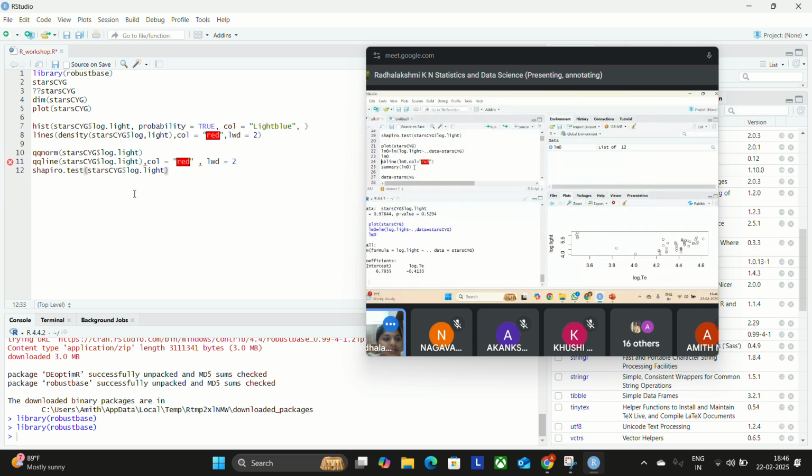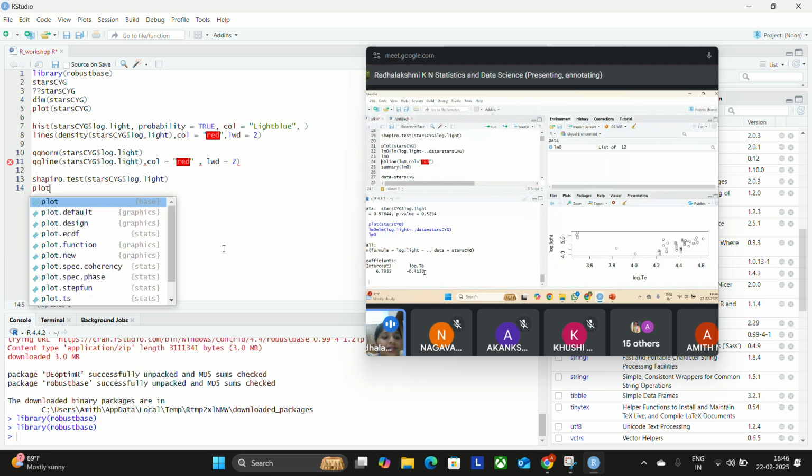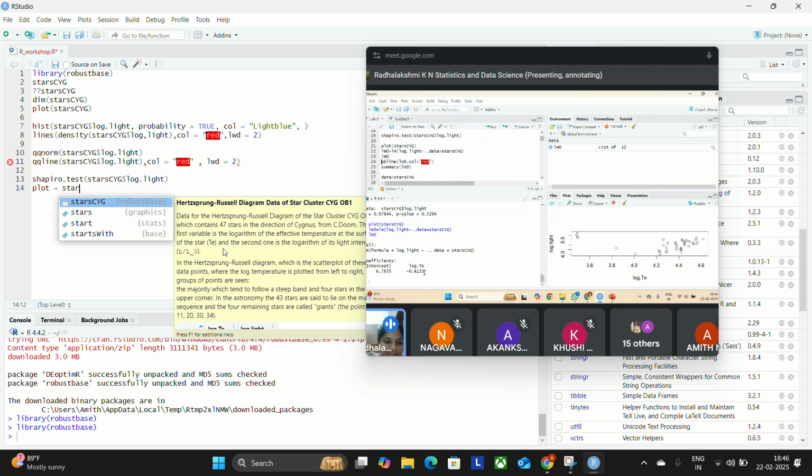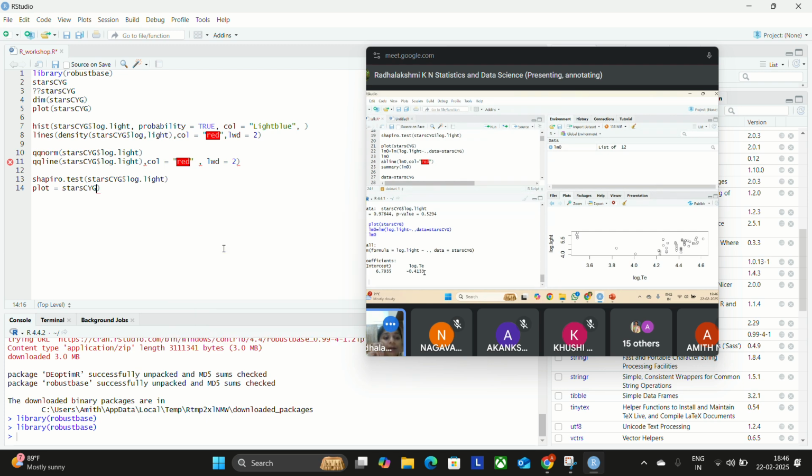So I have run the model. See, the model gave me the coefficients. This is the coefficient of log.te. The value below it is minus 0.4133. What does this actually mean? For an increase in the value of my temperature, there is minus 0.41. That is, there is a decrease. This minus represents that there is a decrease in the light intensity of the star. As the temperature increases, the intensity at which the star emits light decreases by 0.41 units. That is what this coefficient means here.